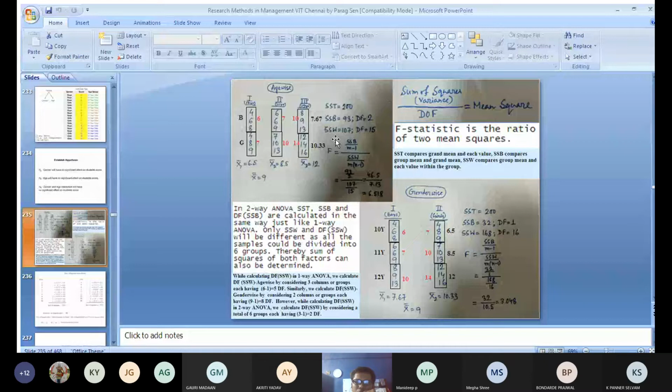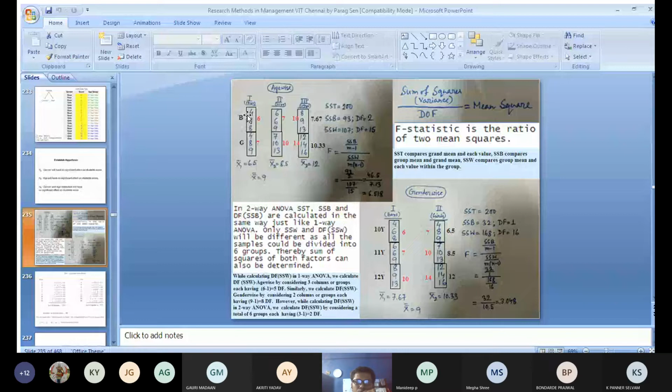Now you need to calculate the sum of square within. How to calculate it? You have already calculated the mean of each group, so you subtract each and every element of this group from this mean: (6.5 minus 4) whole square plus (6 minus 6.5) whole square, like this.